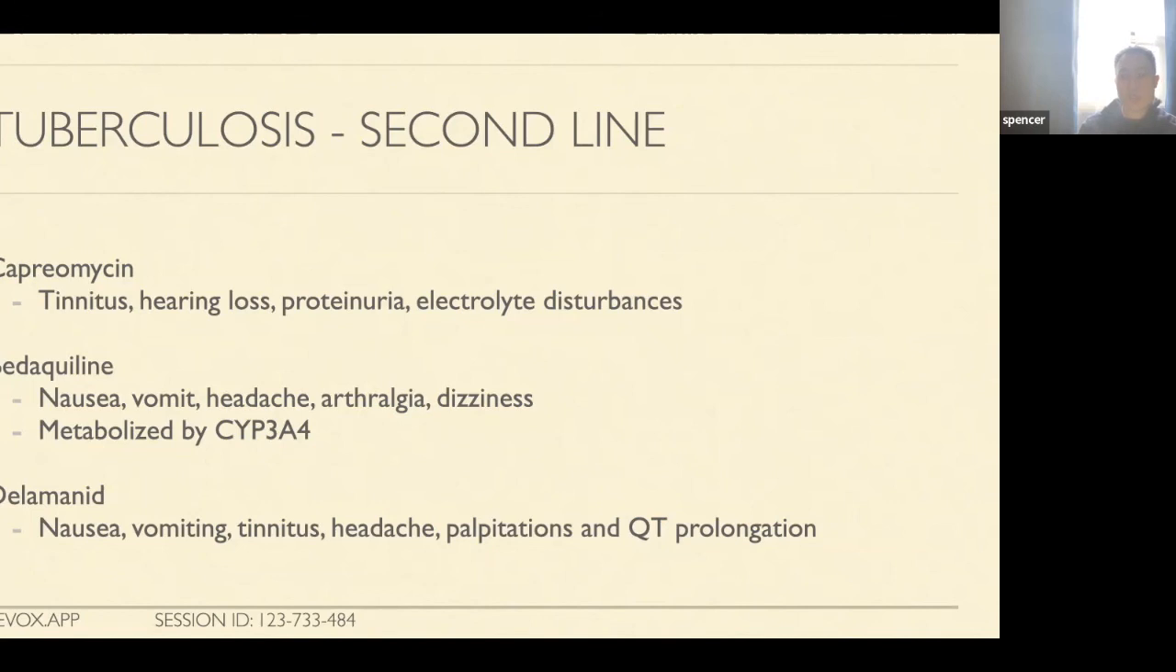Delamanid is probably the newest medication. It's used to treat tuberculosis. It's a prodrug that, again, inhibits synthesis of the mycobacterial cell wall. It can cause nausea, vomiting, tinnitus, headache, palpitations, and QT prolongation. But again, overdose is not described.